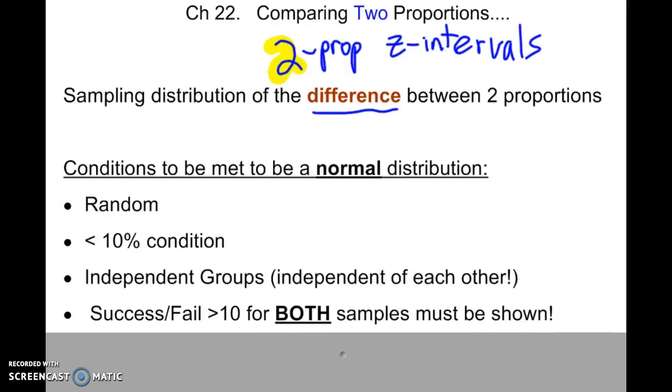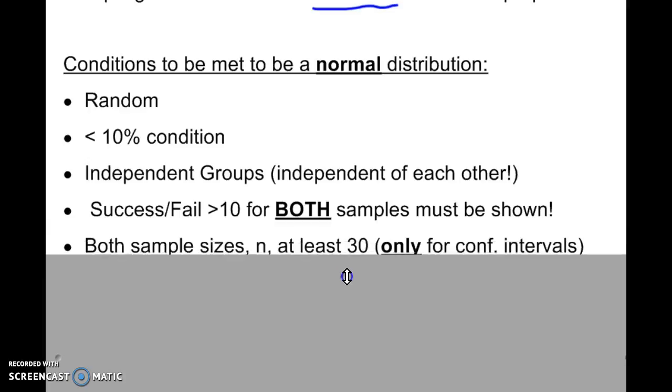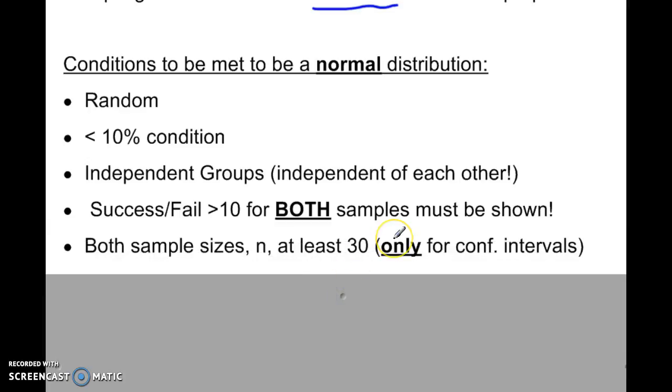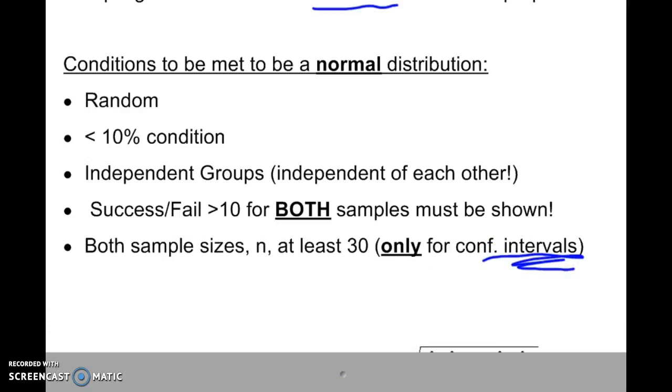Okay, so this is where we have to actually show our work for both samples. You'll have to check that for both proportions, that they have at least 10 successes and fails. We've done that before. And there's another additional one, which is both sample sizes n must be at least 30. Like we had for our sample means, this is a similar condition that we want our sample sizes to be at least 30. And this is only a condition for confidence intervals, which we're doing today.